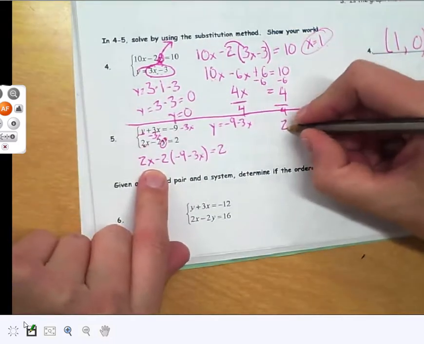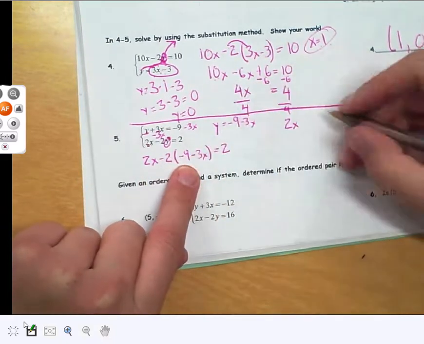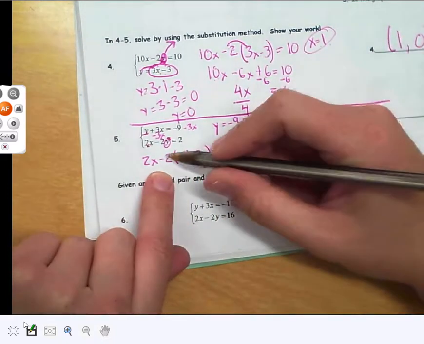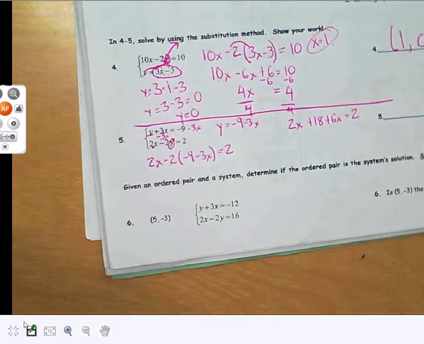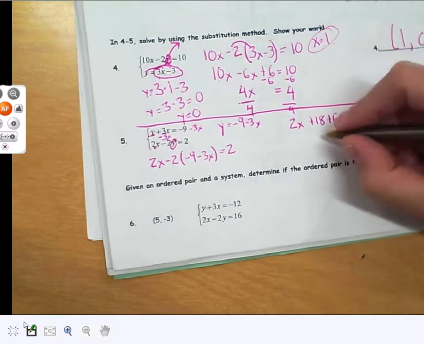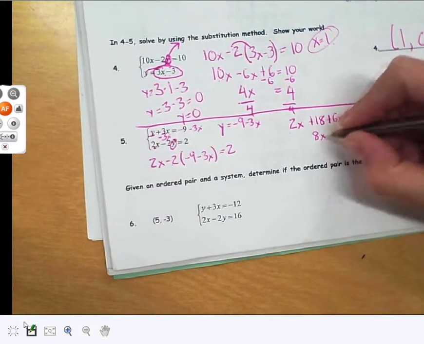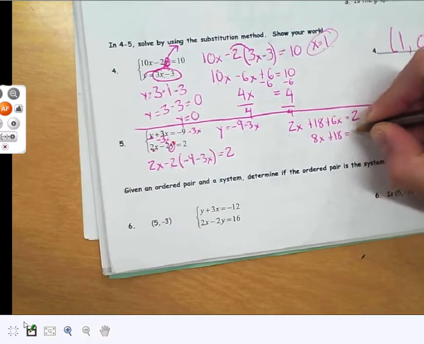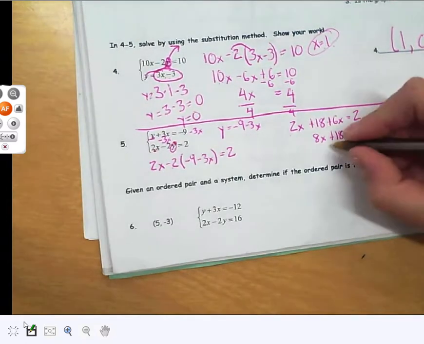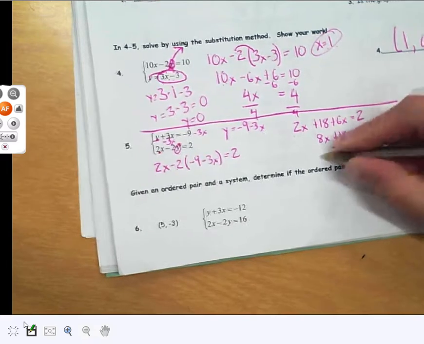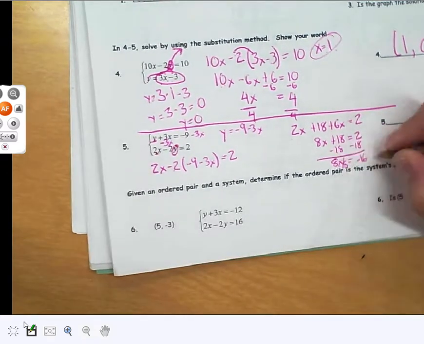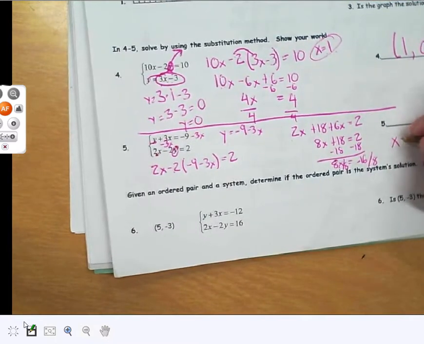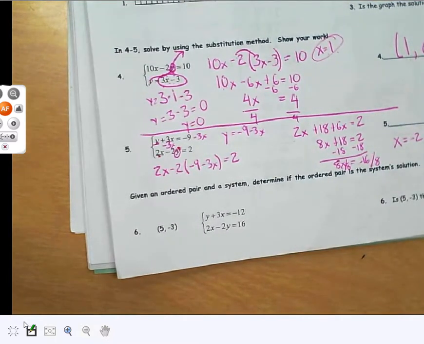So we have the 2x out front. Negative 2 times negative 9 is plus 18. Negative 2 times negative 3 plus 6x equals 2. 2x plus 6x is 8x plus 18 equals 2. Minus the 18 from both sides. 8x equals negative 16. Divide by 8. And I get x equals negative 2. Then, am I done? No.